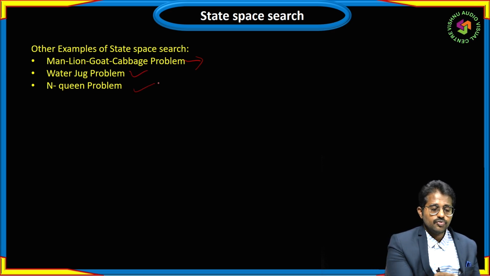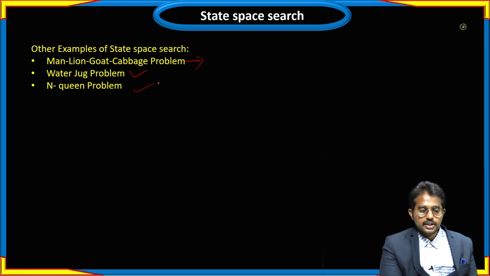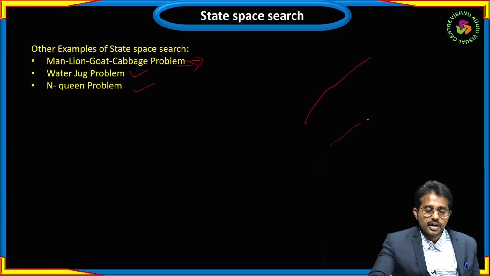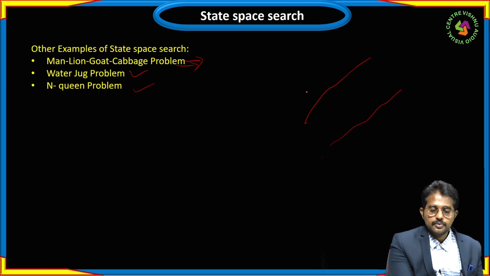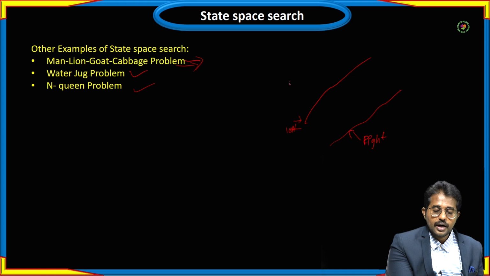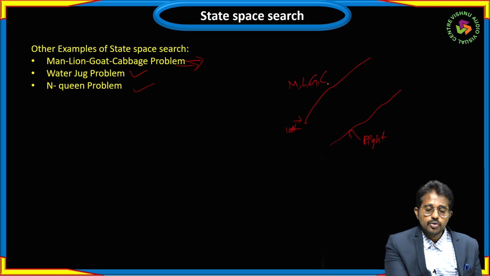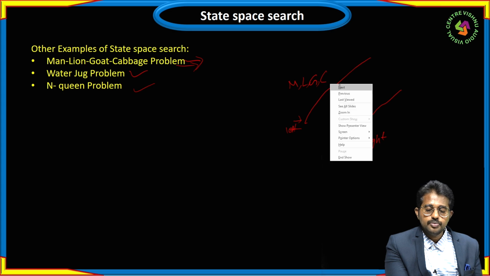So I will specify the problem statements. For the man-goat problem, we will have a river. Let's say this is the left bank and this is the right bank of the river. In the left bank we have a man, a lion, a goat and a cabbage. The problem statement here is that I have to travel these four objects.